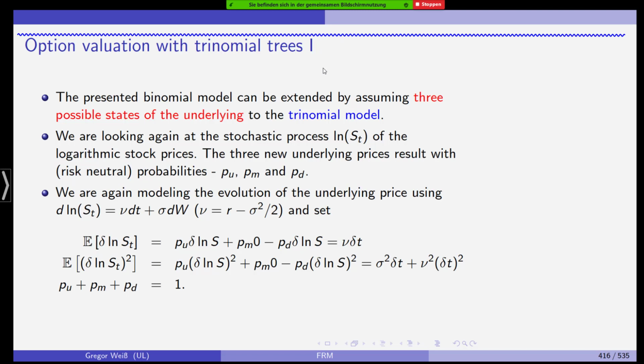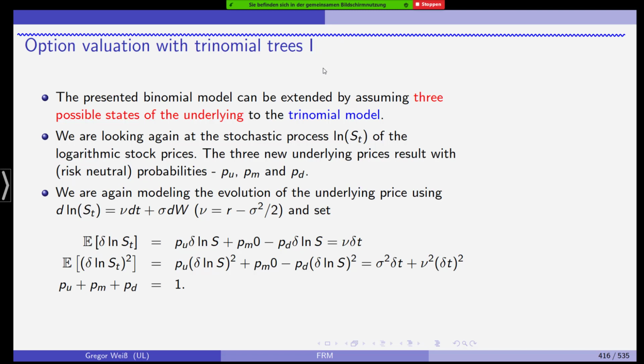We've talked about the binomial model for option pricing in the last week, and we will now discuss the trinomial model, which is simply an extension of the binomial model with the difference that the underlying can now take up to 3 different values. It can go up, it can go down, or the underlying price can stay the same. So it's a very natural extension of the binomial model.